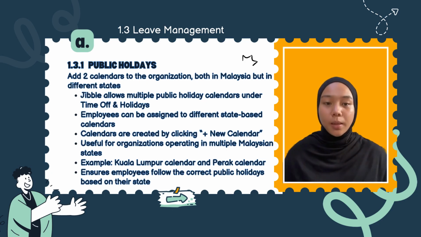In Jibble, under the time off and holiday section, we can create more than one public holiday calendar by clicking New Calendar. This is useful for companies with employees in different Malaysian states. For example, some employees follow the Kuala Lumpur public holiday calendar, while others follow the Perak calendar. This helps ensure everyone follows the correct state holidays and makes leave management more organized.